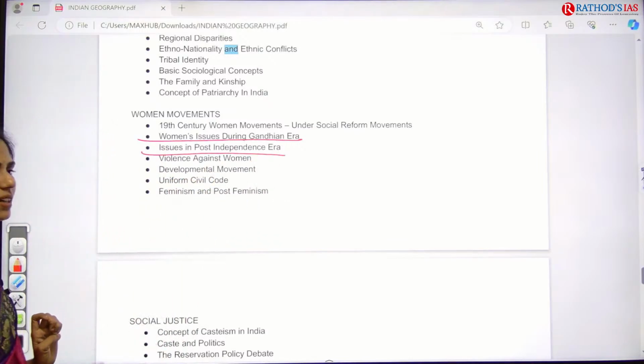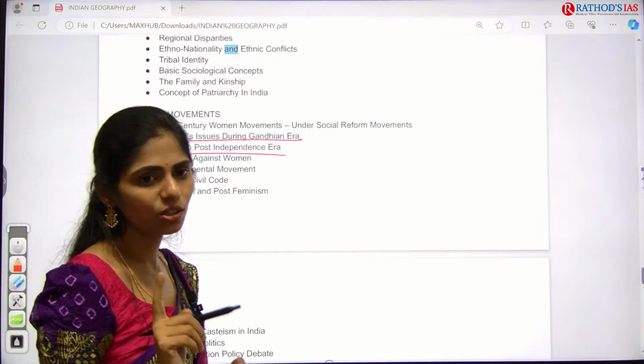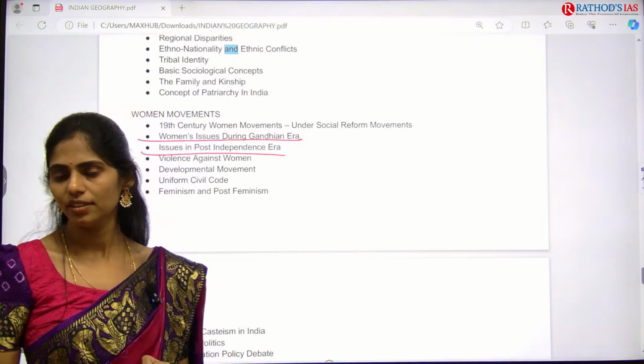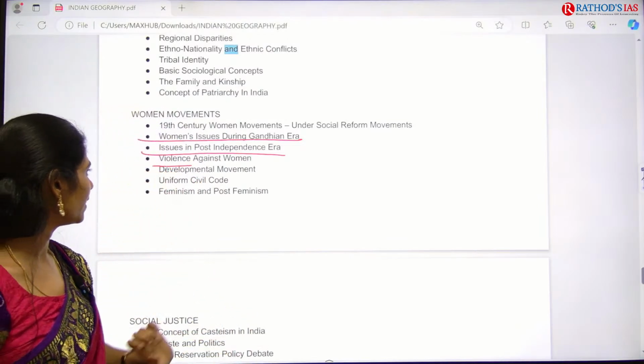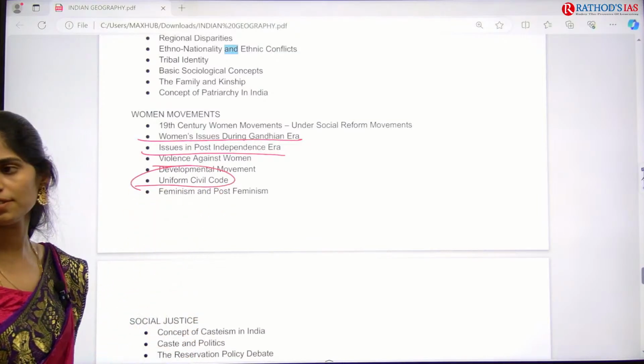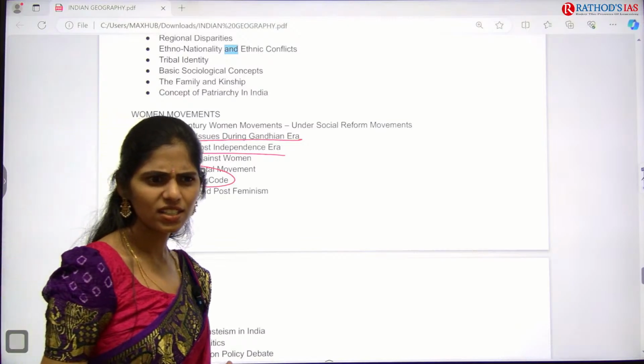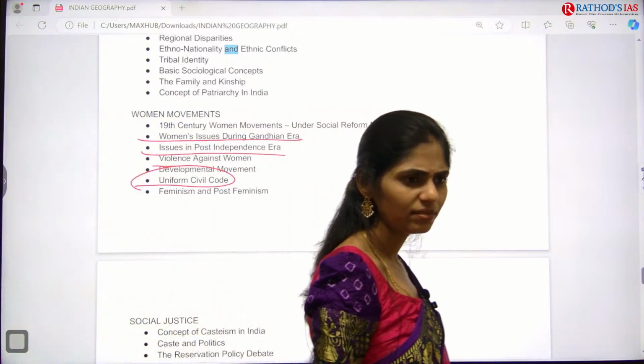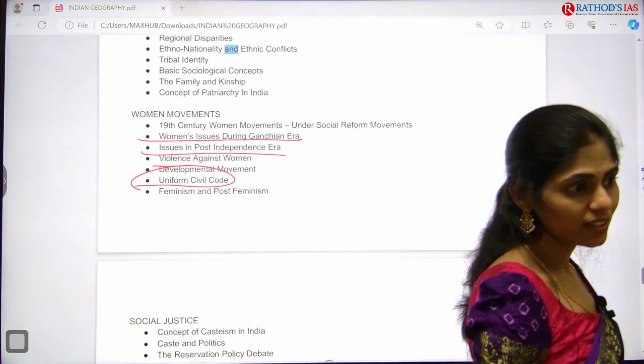and after we got independence, what the women's issues are, and even now domestic violence against women is still happening. So you have to know NCRB data here. And even the Uniform Civil Code. Do you know about this Uniform Civil Code, anyone? It has recently been in the news a lot. So why? Yes, Uttarakhand.